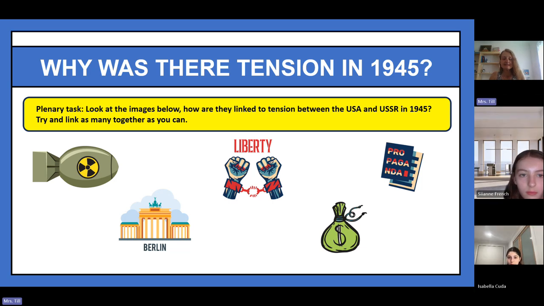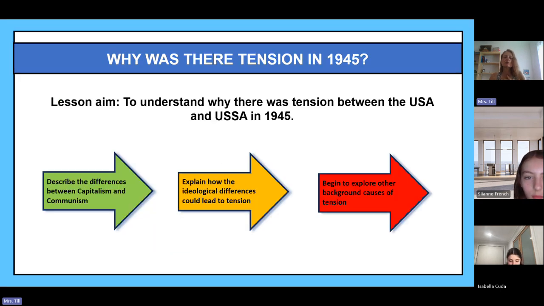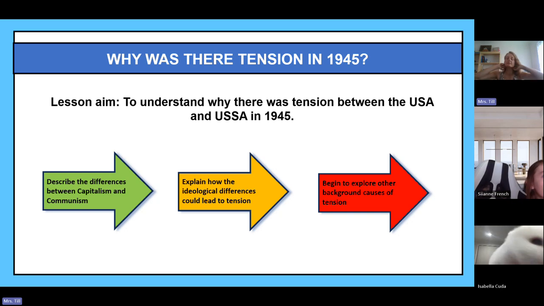Right, that brings us basically to the end. So as I said, we were just looking at an example of one unit, the Cold War. We were thinking about the differences between capitalism and communism. We're explaining the ideological differences. So we weren't sure about that key term at the start, but you've managed to explain it to me very, very well. So the ideology, the ideas, what communism believed, what capitalism believed. And then we were bringing it in to explore background causes of tensions.